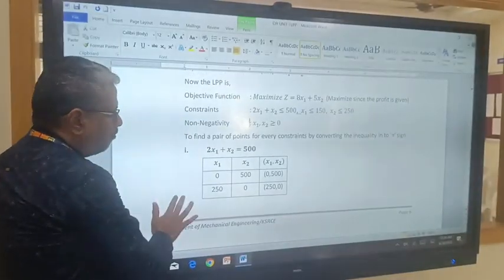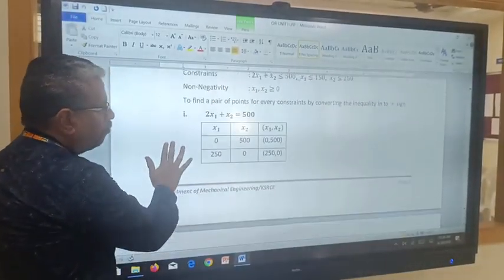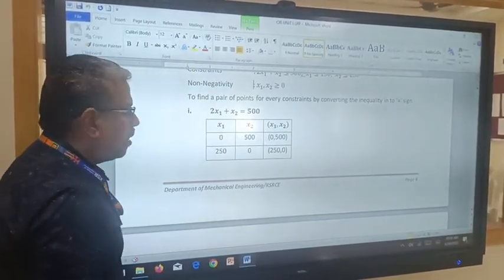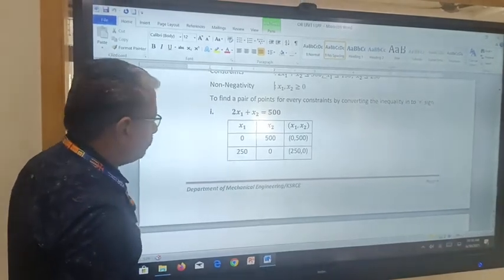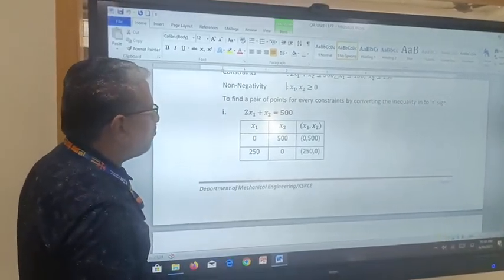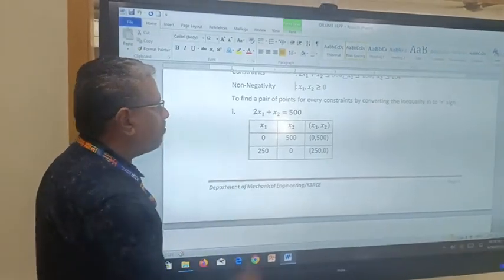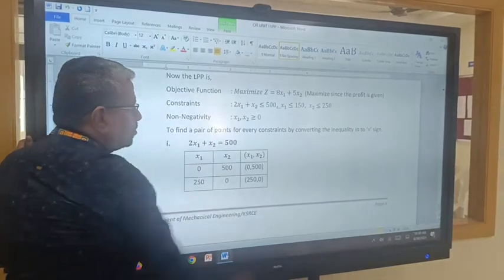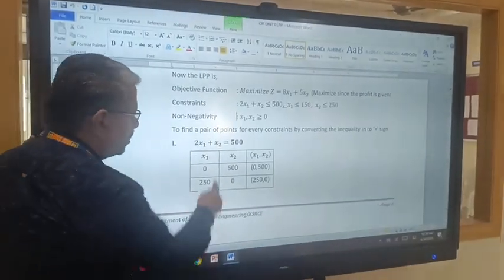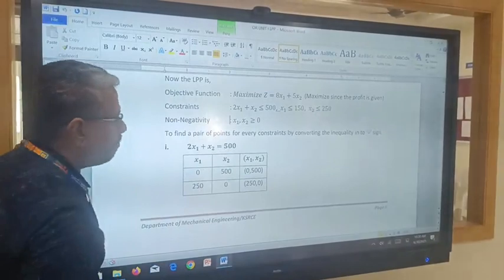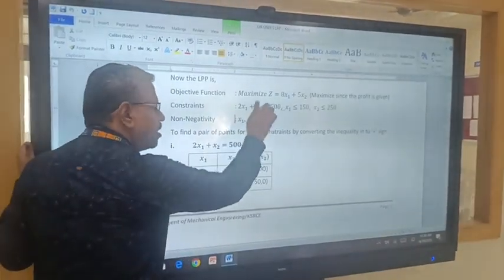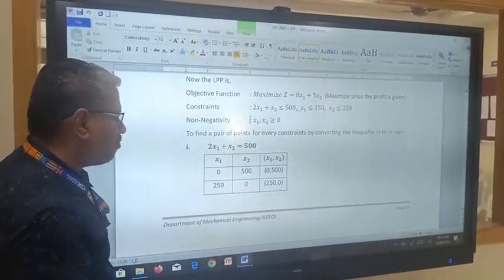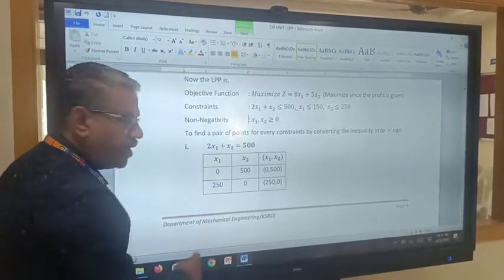So this is the LPP. Now we will have to find the points. Now we are coming to solve the problem by using the graphical method. I am going to find the pair of points for each and every constraint. The first constraint is 2x1 plus x2 equals 500. Why are we taking equal to? Because less than means you will get an infinite number of points. Therefore, we are going to convert it into an equal to sign.